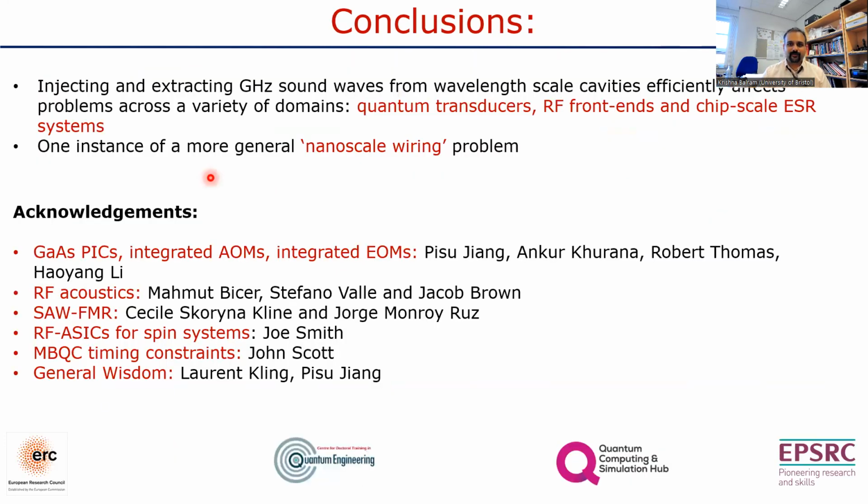With that, I hope I have convinced you that working with gigahertz sound waves and getting them into and out of wavelength-scale cavities is a very interesting problem. It has applications across a variety of domains, ranging from quantum transducers to RF front ends, all the way to making more efficient spin systems. I just want to emphasize that this is one instance of a more general nanoscale wiring problem. I'm happy to discuss that if needed.